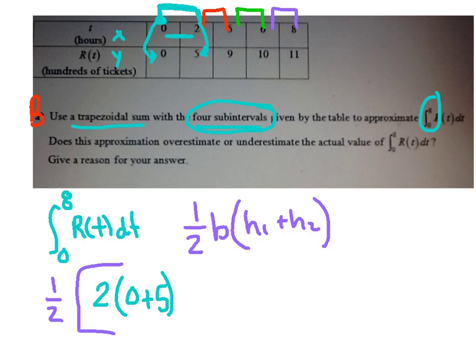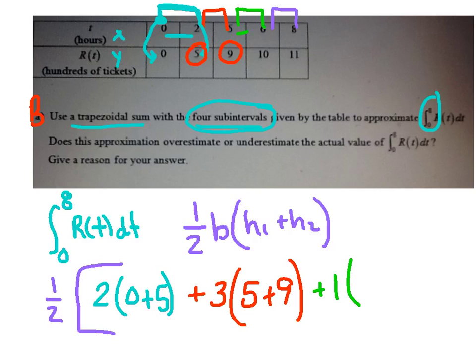And now I'm going to add my second trapezoid. So this time it has a base from 2 to 5, so I would say my base is 3. My height on the left is 5, and the height on the right side of my trapezoid is 9. Plus, my green guy here has a base from 5 to 6, so it has a base of 1. Its height on the left is 9, height on the right is 10. And lastly, my purple one has a base of 2. I'll try to squeeze it in here. On the left side, a height of 10, and on the right side, a height of 11. So I am going to squeeze in 10 plus 11.